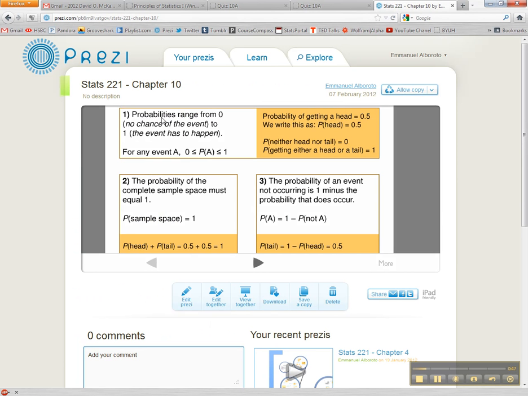So number 1 says probabilities range from 0, meaning there's no chance of the event, to 1, meaning the event has to happen. So for any event A, the probability is greater than or equal to 0 and less than or equal to 1, so from 0 to 1. The probability of the complete sample space must equal 1. So the sample space of flipping a coin is either head or tail, and the probability of head is 0.5 and the probability of tail is 0.5, which equals 1. So that's just an example. Again, the probability of the entire sample space is equal to 1.